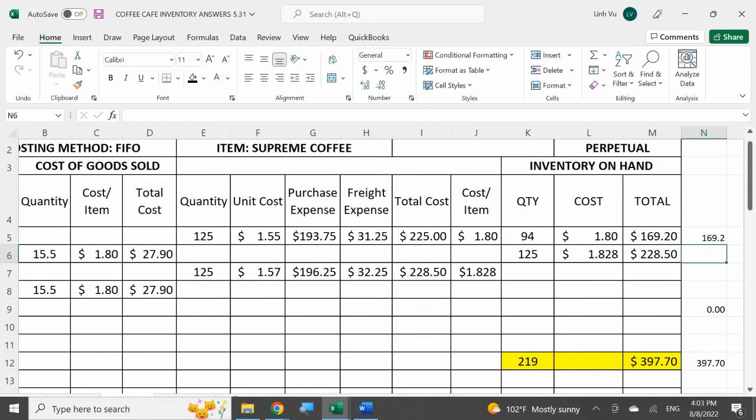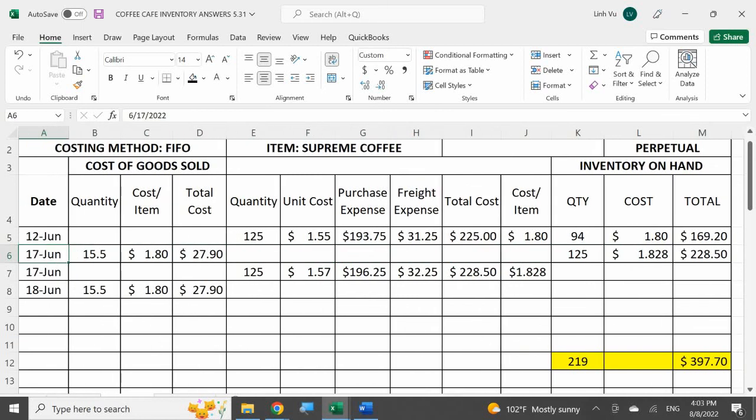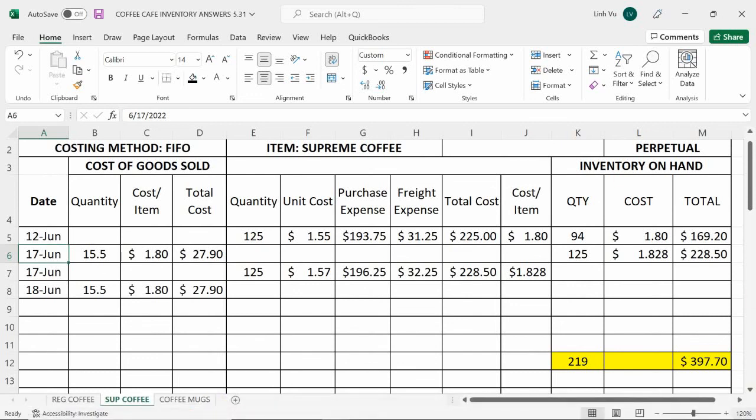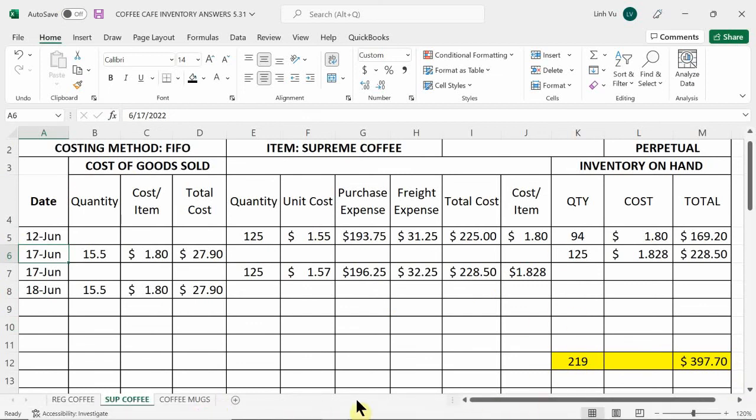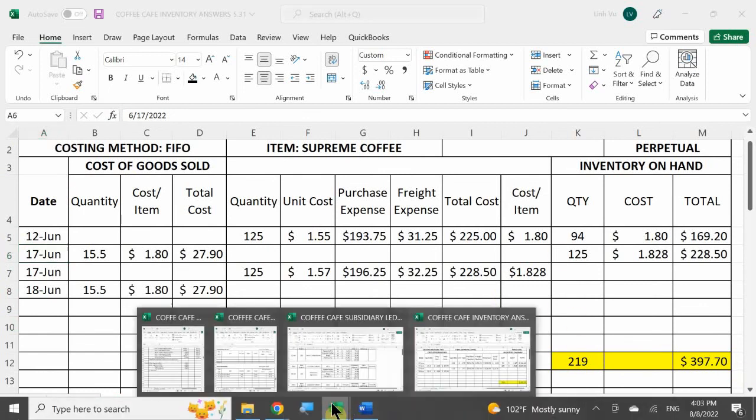Yes, that does. So in this case, just to triple verify that you're doing your math correctly, we get the same exact answer. So that means my overall amount is 219 pounds left, costing me a grand total of $397.70. Okay, so again, we're comparing our ledgers to these numbers. And then we go back to the general journal.